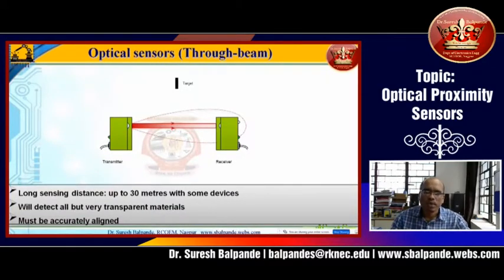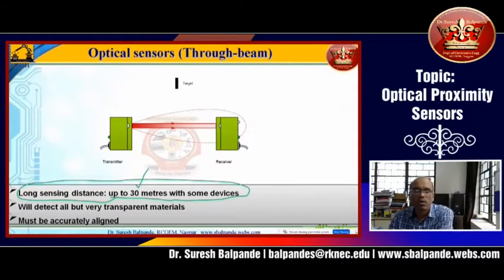Now what is a typical sensing distance for such sensors? It is around 30 meters. High-end and very costly industry-grade sensors, if you use them, may cover a distance up to 30 meters. This is a huge value of distance.